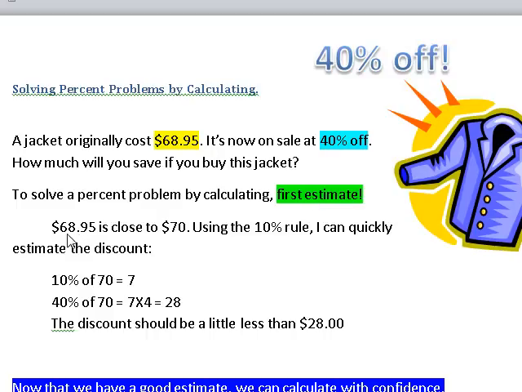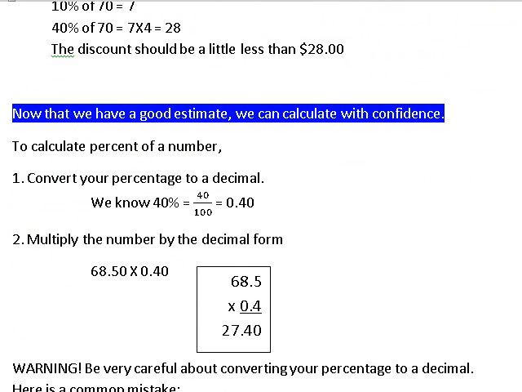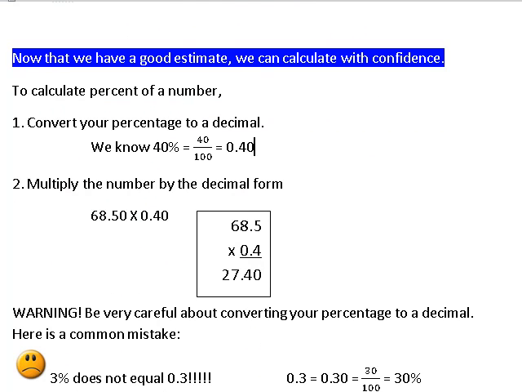So here's what we do. $68.95 is close to 70 bucks. By using the 10% rule, I can quickly estimate the discount because I can find 10% so easily. 10% of 70 is 7. So 40% of 70 must be 7 times 4, 10% four times. And that is 28. So the discount should be a little less than 28. All right, I've got an estimate, and that's super, super important. So now that we have a good estimate, we can calculate it with confidence.